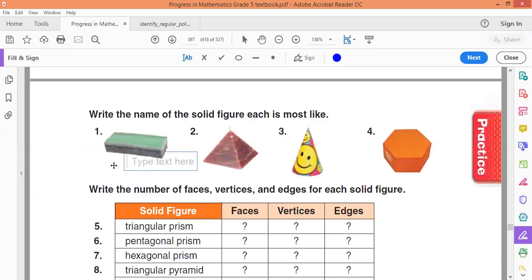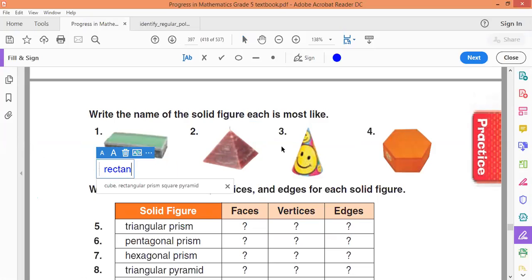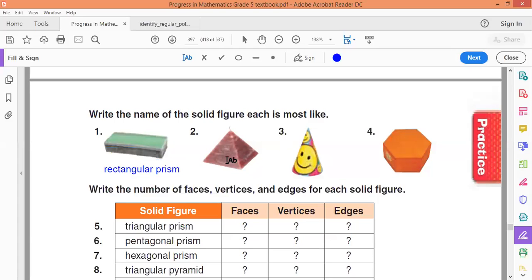The first one, as you can see, the upside and the downside are the same rectangle. So we call it rectangular. Is it rectangular prism or rectangular pyramid? Prism. Why is it prism, Muhammad? Because it's like a book. Because it's flat, the flat surface up and down, both are the same shape, so we call it prism.